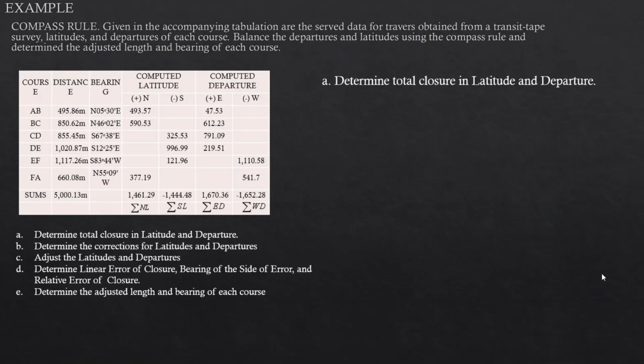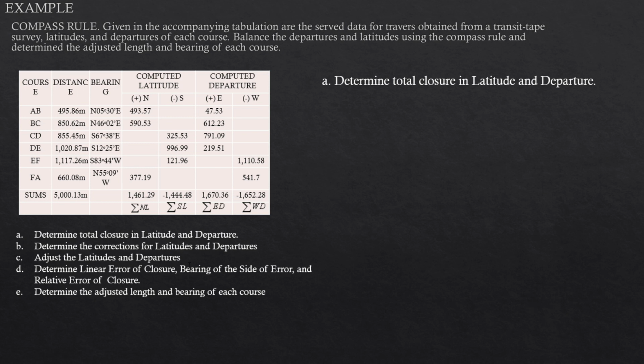Okay, so example para sa compass rule. Sa compass rule muna tayo. So, given in the accompanying tabulation are the surveyed data for traverse obtained from a transit tape survey, latitudes and departures of each course. Balance the departure and latitude using the compass rule and determine the adjusted length and bearing of each course.